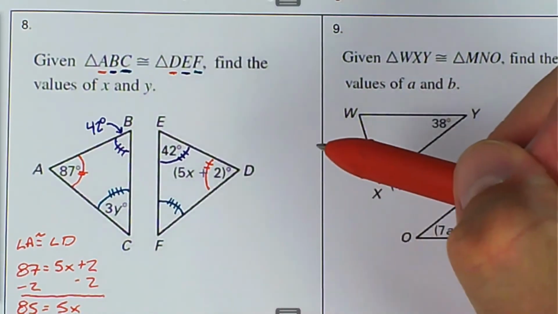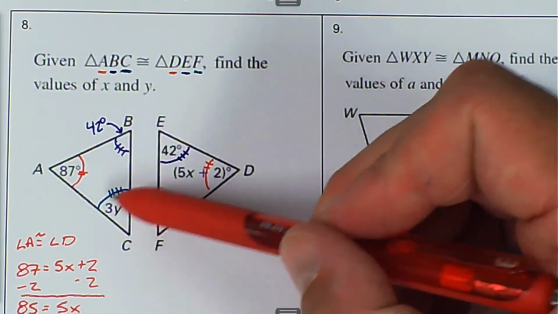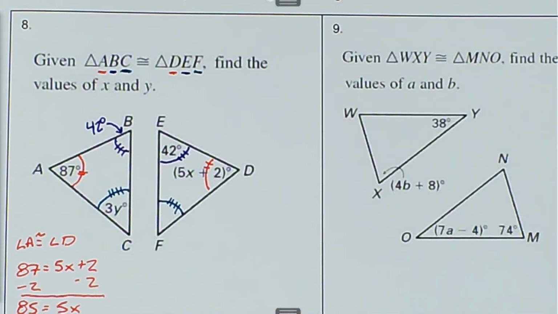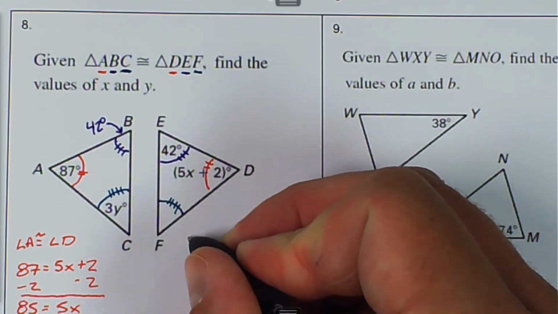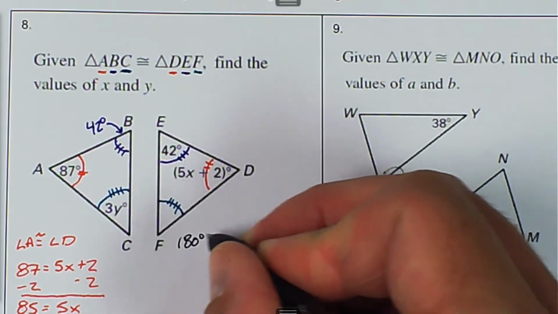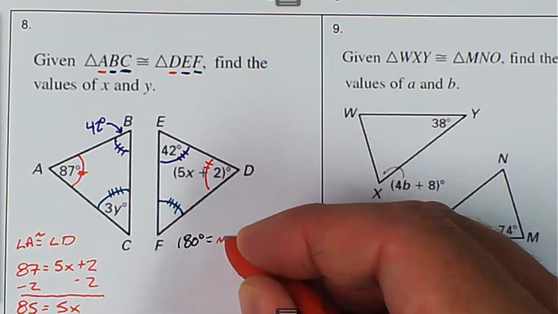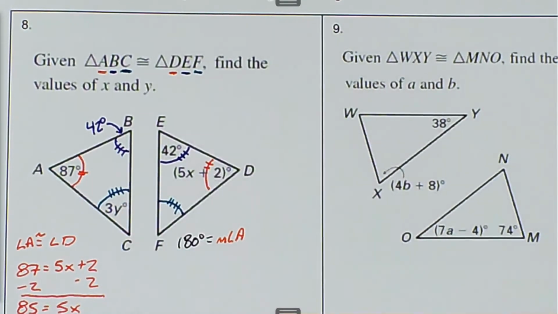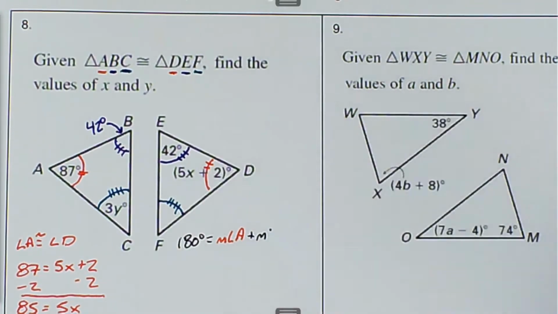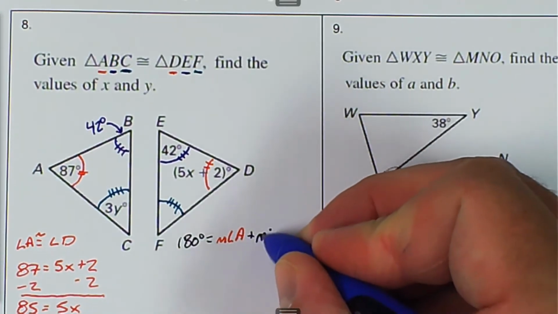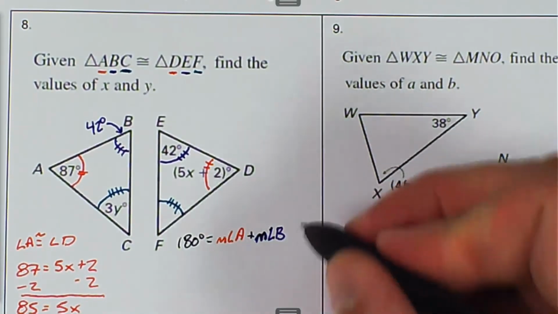Now we need to find the value of Y. Well, we know 87, we know 42, so we can figure out what that angle is by our triangle sum theorem, which says that they add up to 180 degrees. So 180 is equal to the measure of angle A plus the measure of angle B plus the measure of angle C.